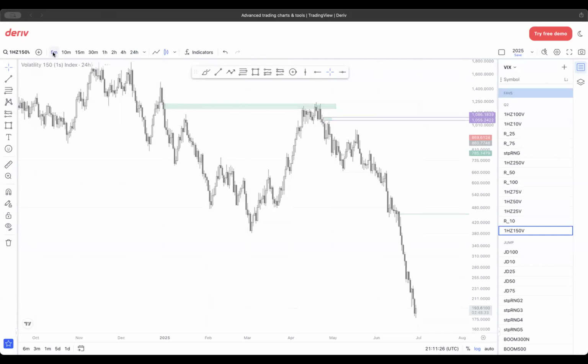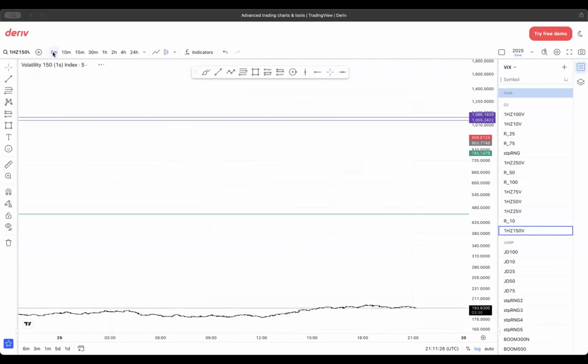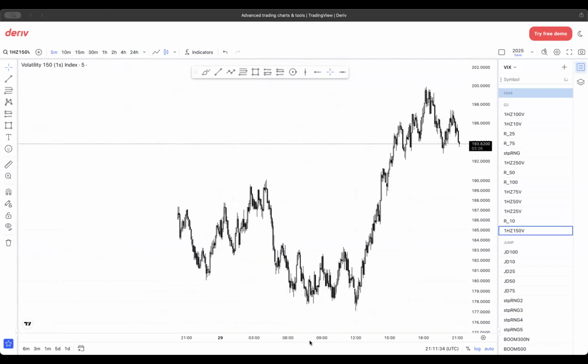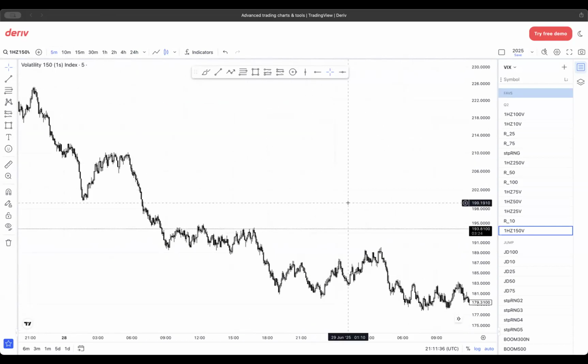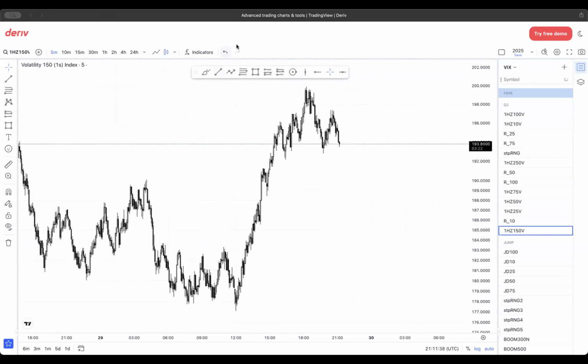But on this V150, we are supposed to see a sell setup now. Let's check. Come on, this sell is massive, bruh. Sells are massive. So that's that.